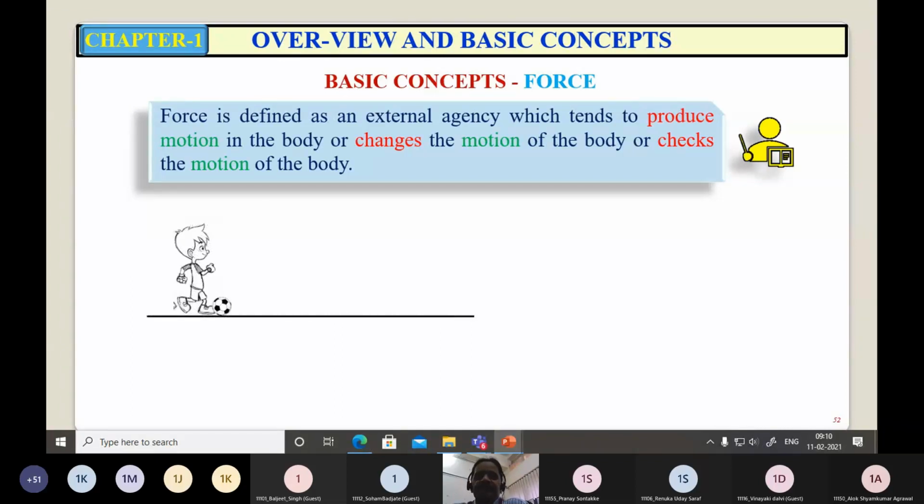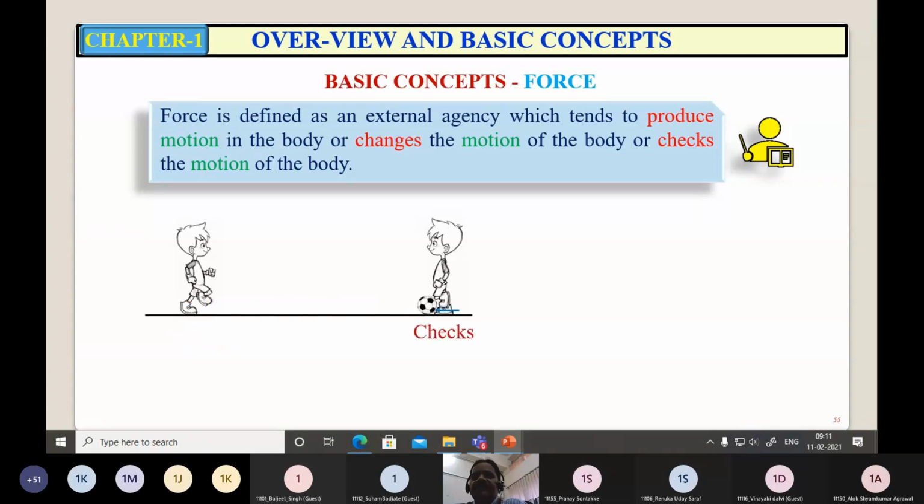Now see this picture. A boy is trying to kick the football. Initially, the ball is at rest. So when he kicks, that means he has applied the force. The state of the ball is changed from rest to motion. So by applying force, he is producing the motion in the body which is at rest.